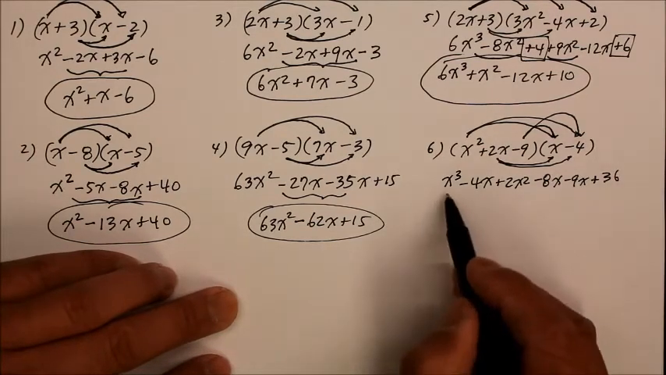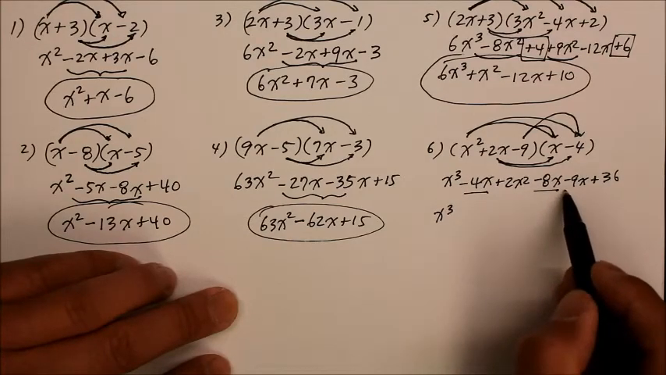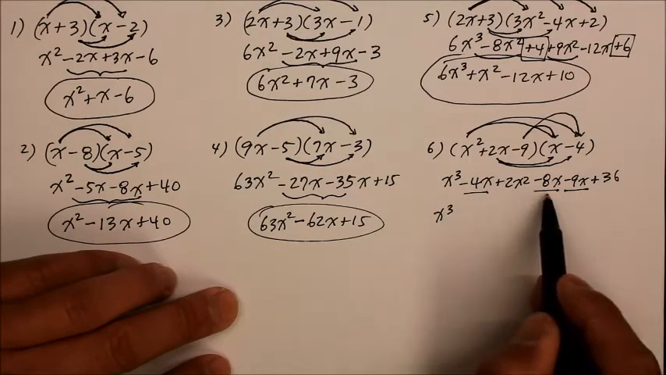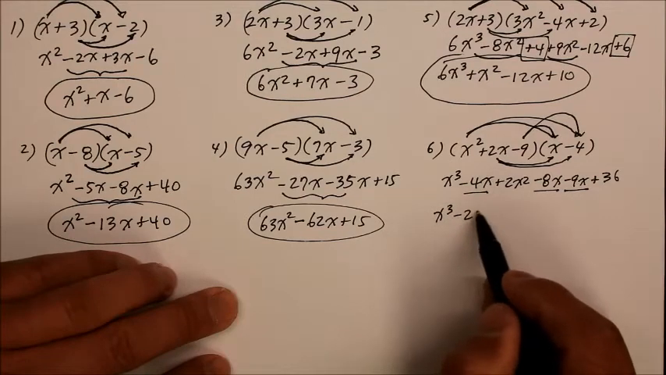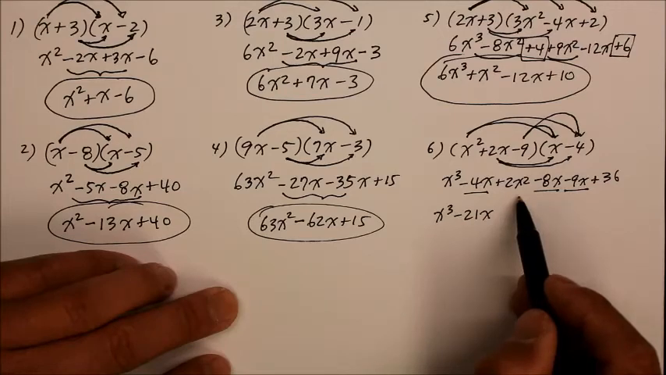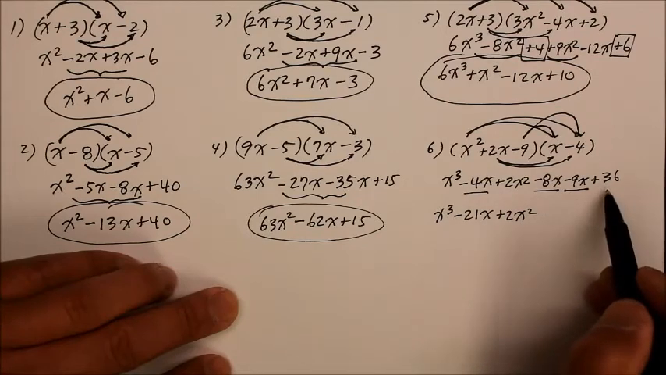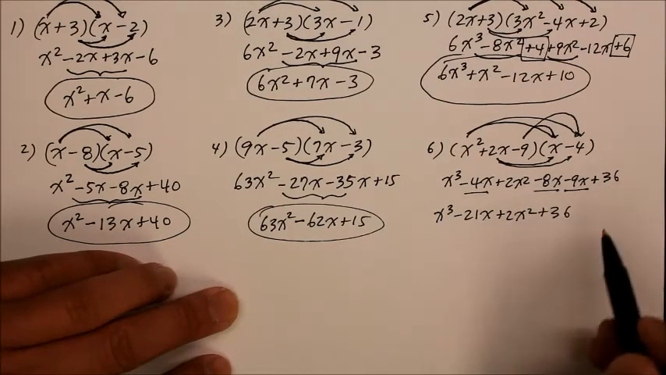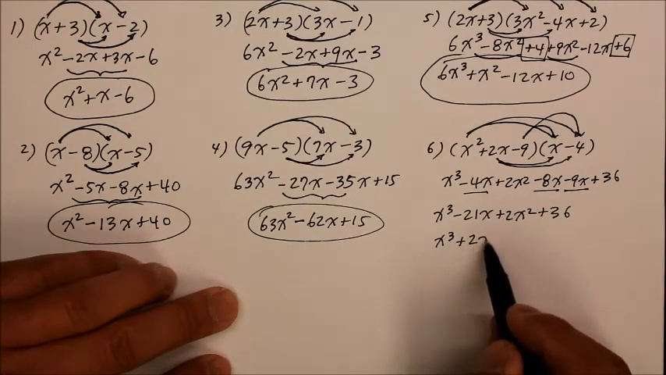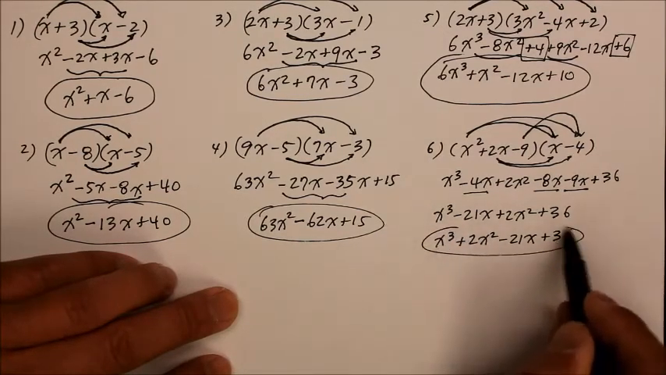Combine all the like terms. We have x cubed. Here's negative 4x, negative 8x, negative 9x. So we got negative 4x, negative 8x is negative 12, another negative is negative 21x. Here, x squared. There's no other x squares here, so we're going to say plus 2x squared. Okay? And finally, 36. No other constants, plus 36. But let's put this in standard form. X cubed. Next higher ranking, 2x squared minus 21x. And finally, 36. And there it is.